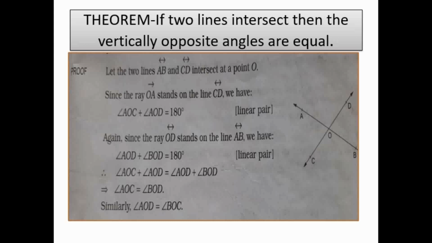Why? Because linear pair. Okay, if you see, the first linear pair is equal to the second linear pair. Okay, and both are obviously 180 degrees. That means angle AOC plus angle AOD is equal to angle AOD plus angle BOD. So if you see, on both sides, left hand side and right hand side, we have angle AOD common. So what is left? Angle AOC is equal to angle BOD. Okay, similarly we can take to prove the other two angles. That is angle AOD is equal to angle COB.